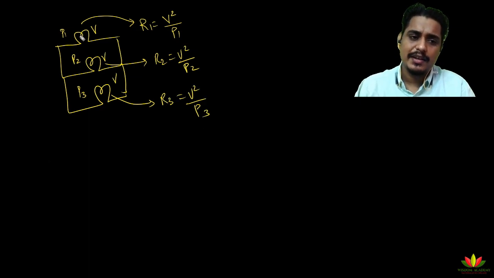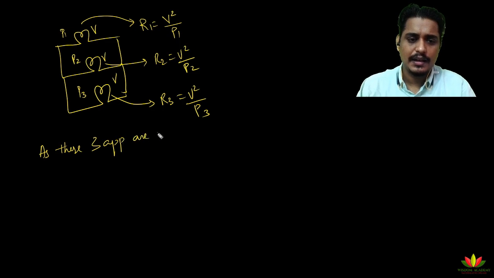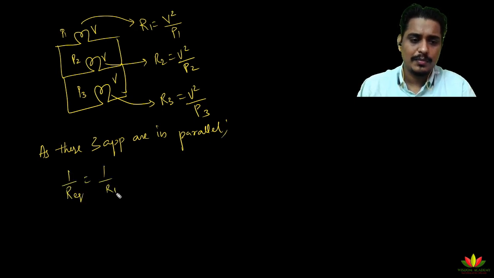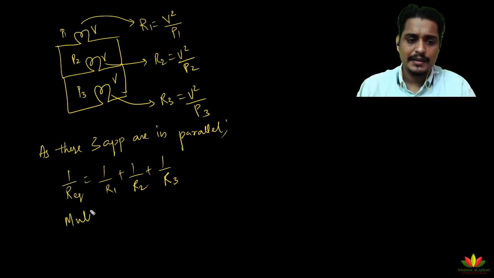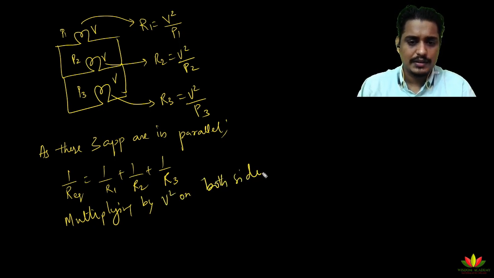We know very well that as these three appliances are in parallel combination, their resistances will be added reciprocally. So, I can write 1 by R equivalent is equal to 1 by R1 plus 1 by R2 plus 1 by R3. Now, I can multiply by V square on both sides. So, multiplying by V square on both sides, let us see what we get.